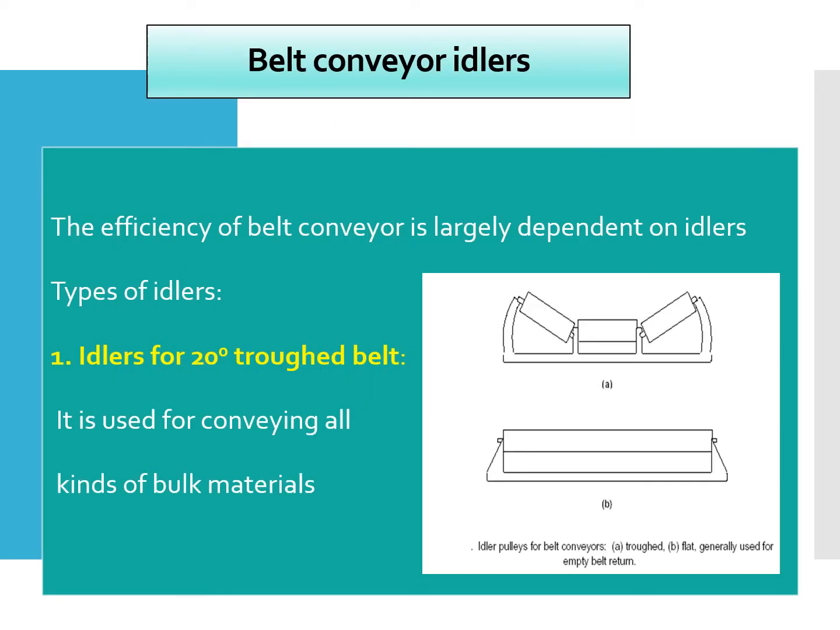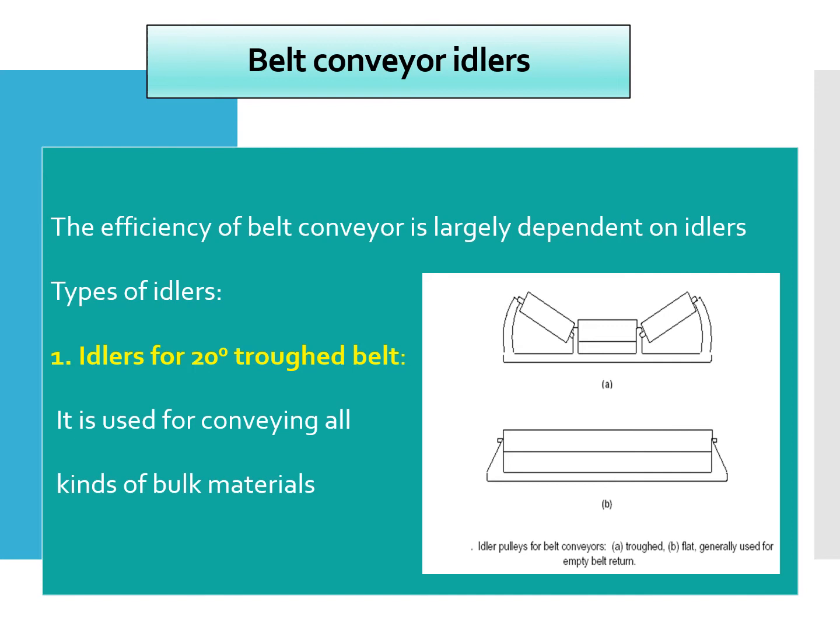Belt conveyor idlers. The efficiency of a belt conveyor is largely dependent on idlers. There are 3 types of idlers. Firstly, idler for 20-degree trough belt. Troughing idlers with a 20-degree trough are basically used for conveying all kinds of bulk materials.